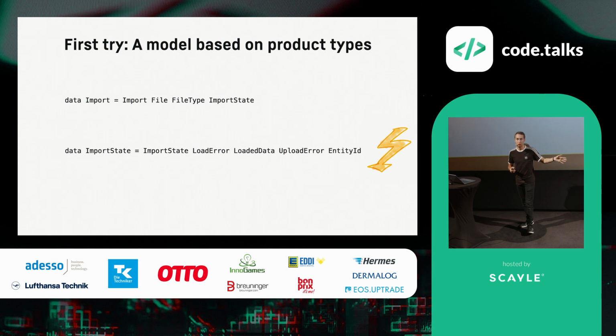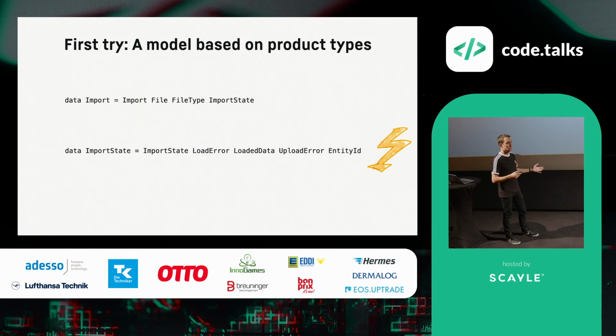File type I'll omit for now. It's just this YAML or JSON thing. And this import state, in turn, is another user-defined type. It's the one below, which says it's also a product type. So it's a load error, loaded data, upload error, and an entity ID. These in turn mean other things, but we can work with this for now.